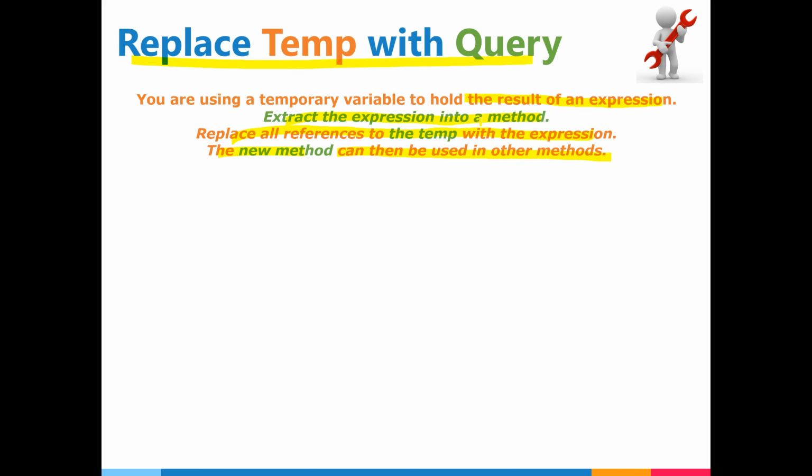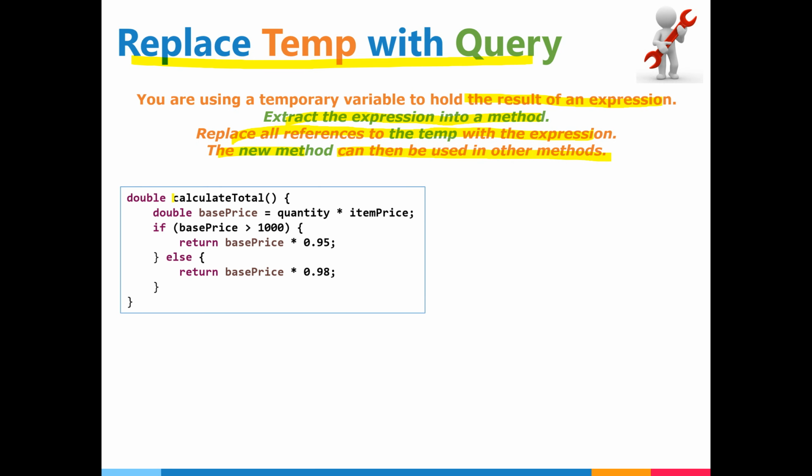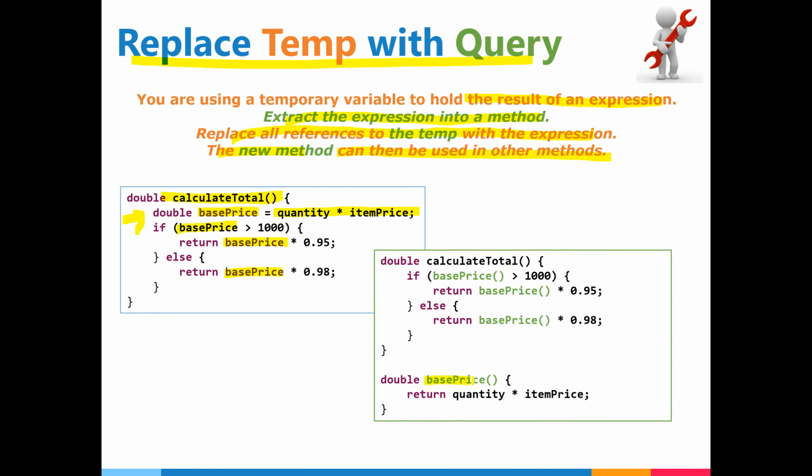So let's look at simple code. We have here a calculate total function, and we have here base price. Base price is quantity times item price. So this is the temporary variable, which is base price, and base price is used over here, here, and here. What we can do is extract this part into its own function and call it base price calculator. As you see, if there's a parenthesis, this means a function. We do this math over here, and we can call this one.